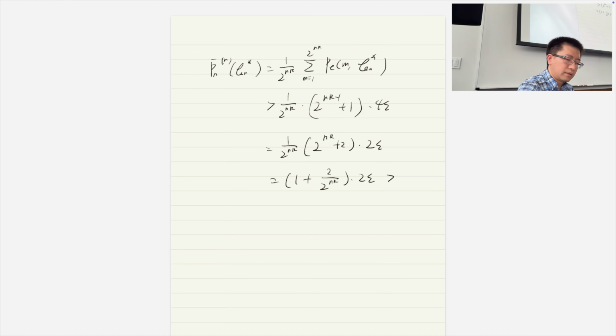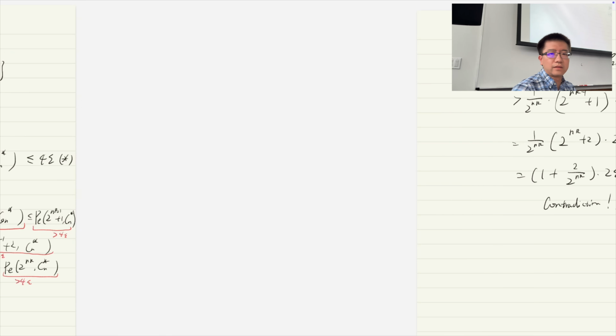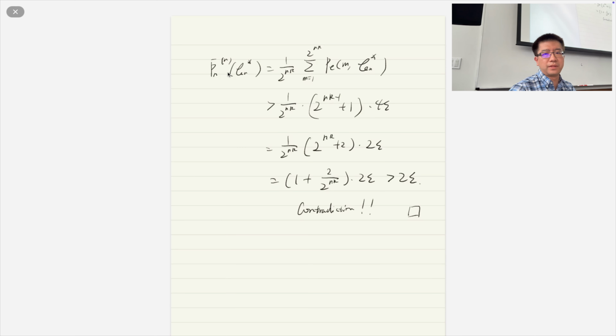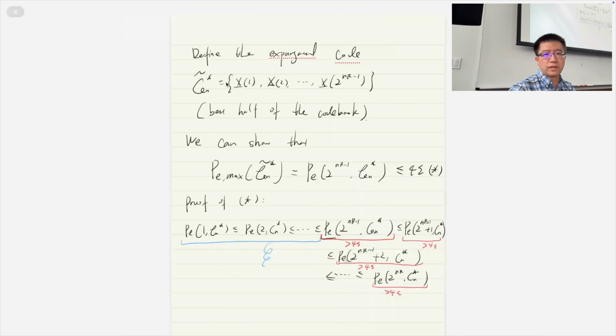So this equals 1 plus 2 over 2^(nR), times 2 epsilon. And clearly, this is bigger than 2 epsilon. And then we have a contradiction, and we're done with the proof. So basically it means that if this guy is bigger than 4 epsilon, we have a problem here: the error probability cannot be less than 2 epsilon. We can conclude that the maximum error here has to be less than 4 epsilon.